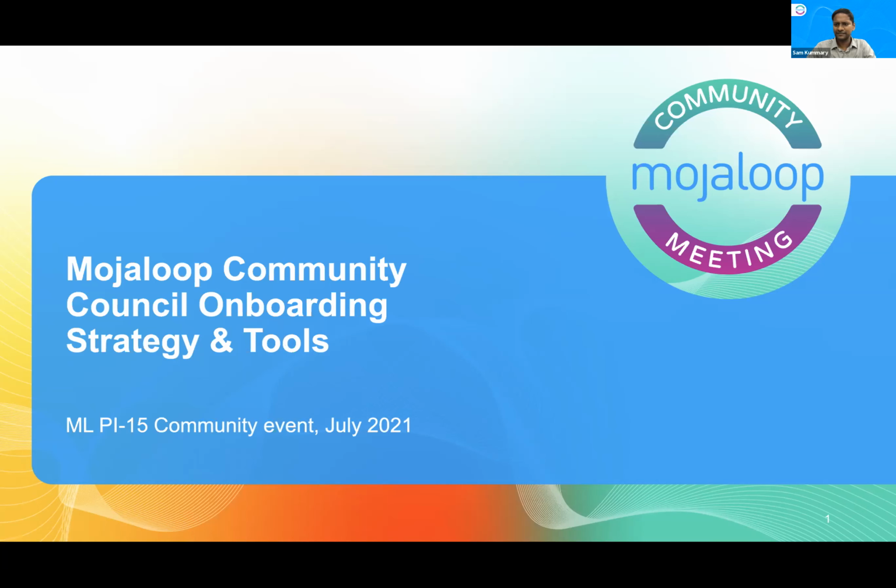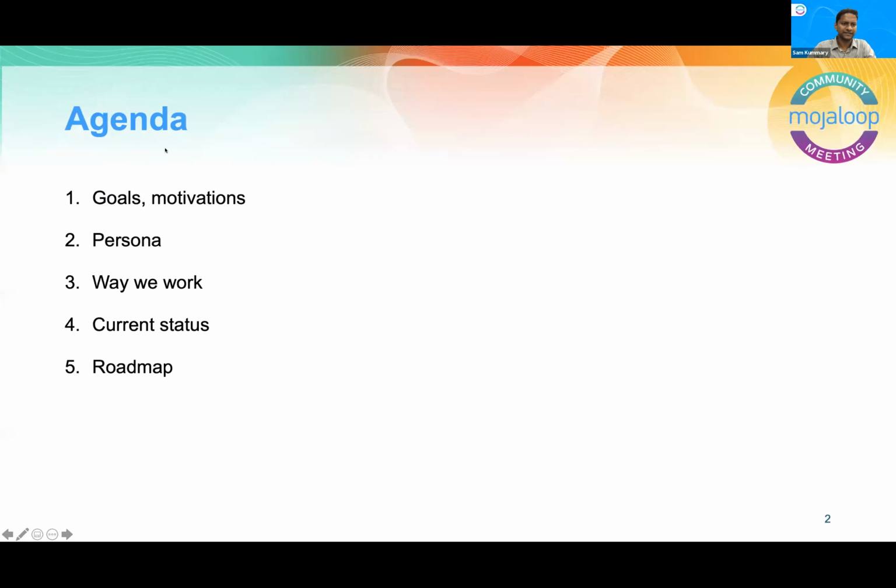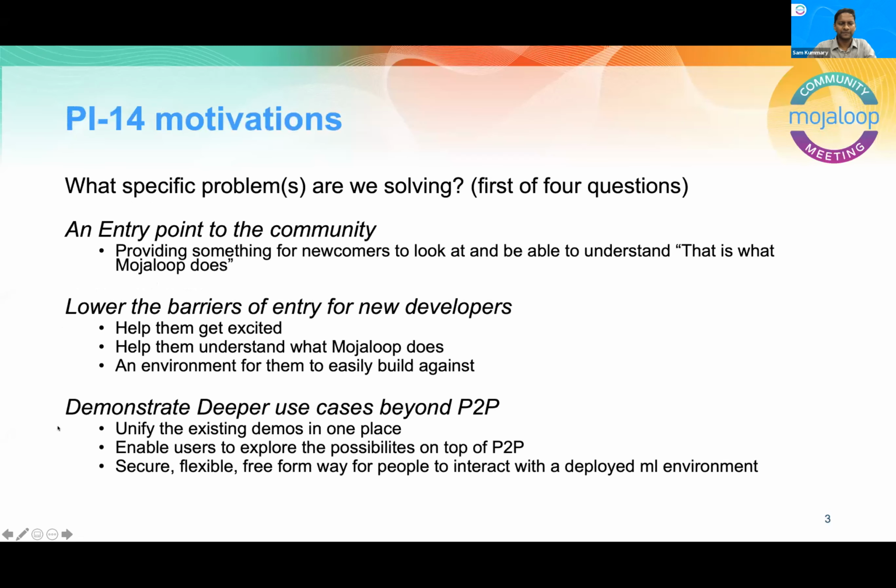Luis, you mentioned breaking down silos or avoiding silos. I think that is what we want to highlight during this presentation as well. We look at the goals and motivations. We like to talk about the personas that we've identified as part of this project team and the Community Council in general, where we work, the current status of some of the gaps we identified, and then the roadmap.